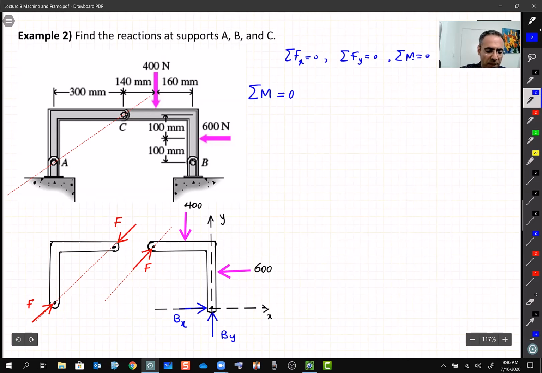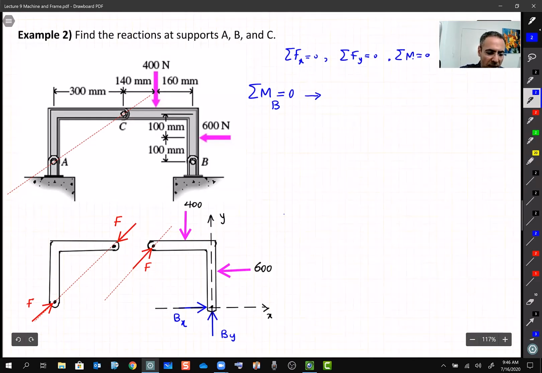Here it is Bx and By, right? So if I take the moment about B, you see, easily I get rid of Bx and By. So let's write down the rest. I have 600. The distance between the line of action and B is 100 millimeters. We keep the units as millimeters. It tries to rotate counterclockwise, so it is positive. The second one is 400. The distance between the line of action and point B is 160, and it tries to rotate counterclockwise.